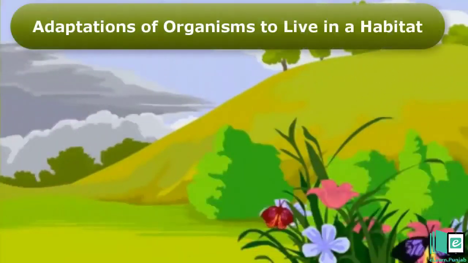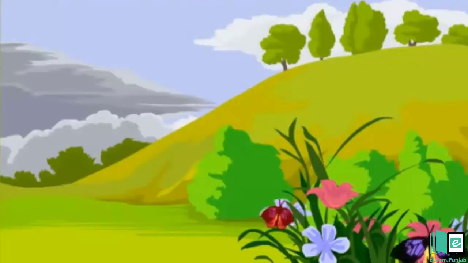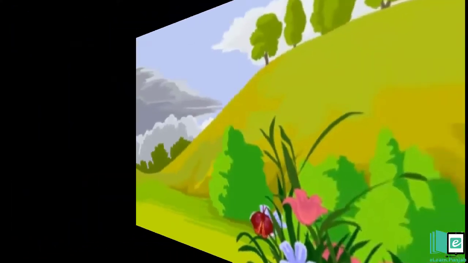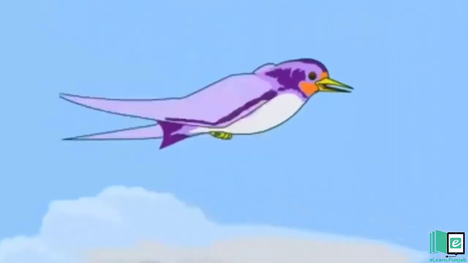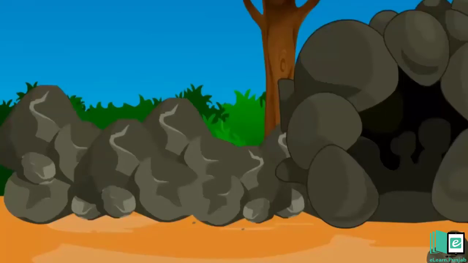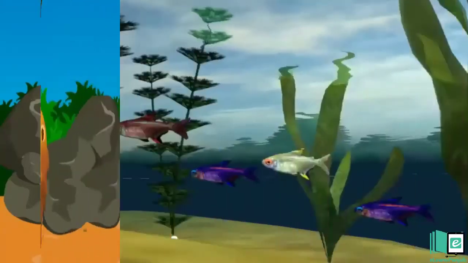Adaptations of organisms to live in a habitat. Plants and animals live in different habitats. They develop special features that help them to live in their habitats. These special features are called adaptations. An adaptation is a change in the organism's body or behavior that helps it to survive in its habitat. Organisms that are not well adapted to their habitats may not survive.